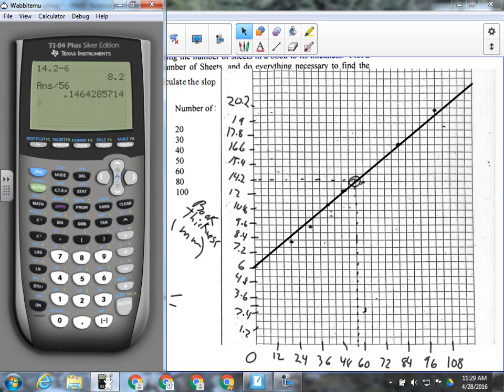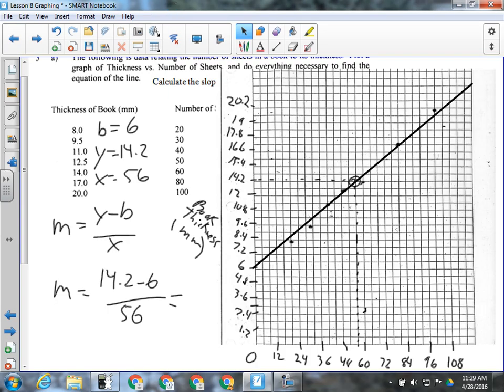All right, so I'm getting a very small number, and that's okay. I'm going to say it's 0.15 here because I've got about 2 significant figures. So 0.15. My units are millimeters per what? Sheet. The slope of this graph tells me the thickness of each page of this book. Millimeters per sheet.